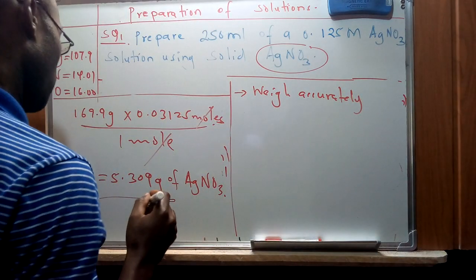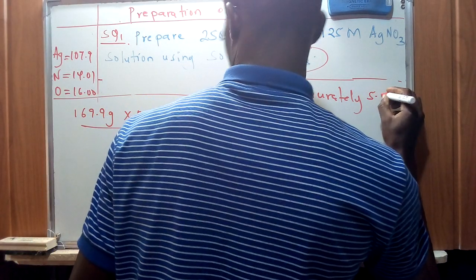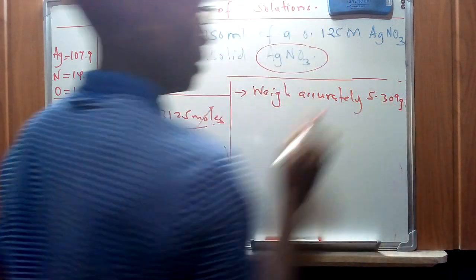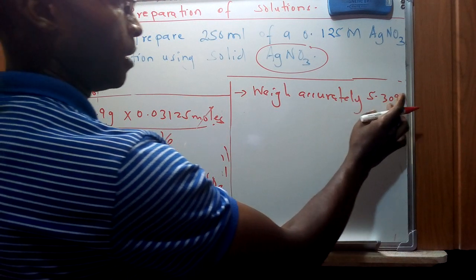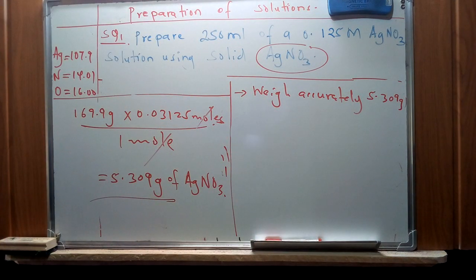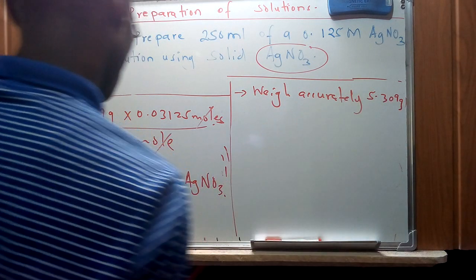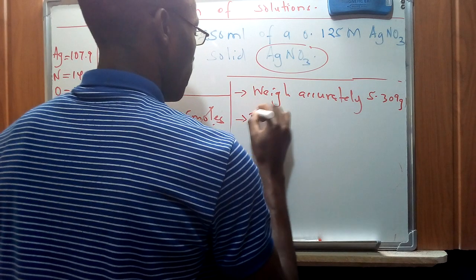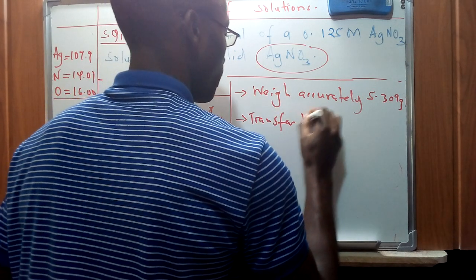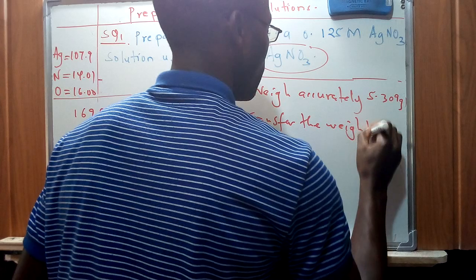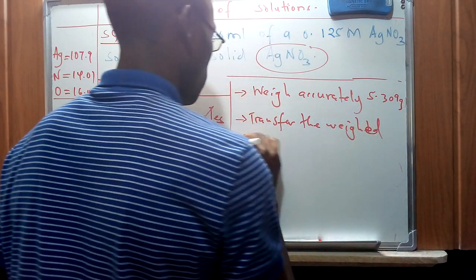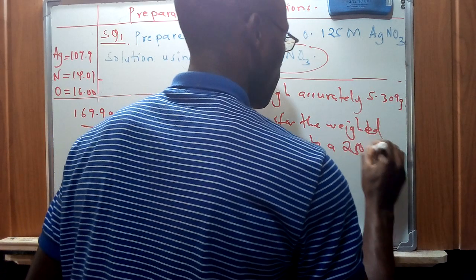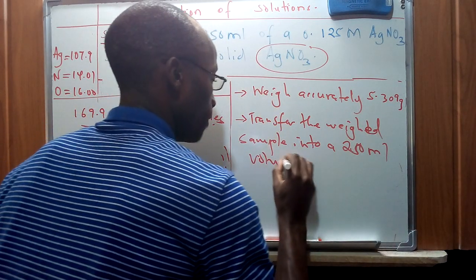This can be done using an analytical balance, 5.3. Of course, for the degree of accuracy we can just write 5.30, but we require a very accurate weighing machine. So in that case, we weigh the specific mass that we have found of the silver nitrate solid, and then transfer this weighed sample into a 250 ml volumetric flask.